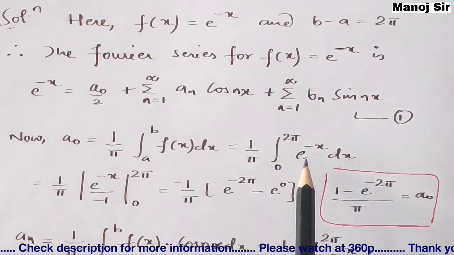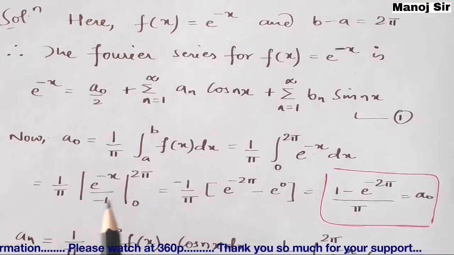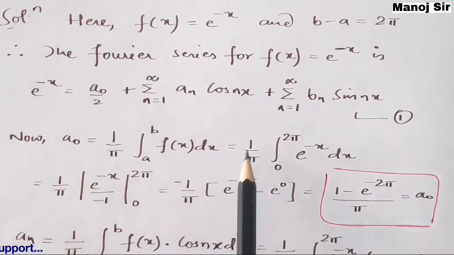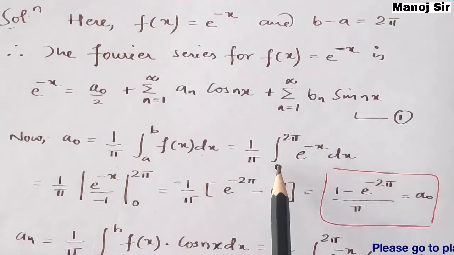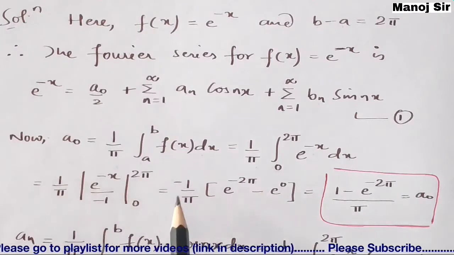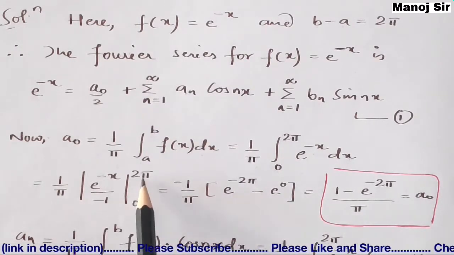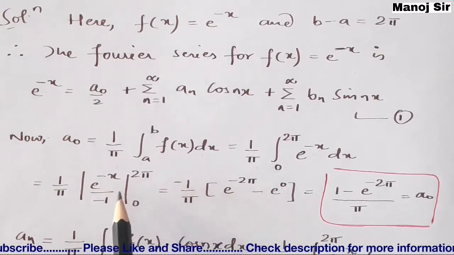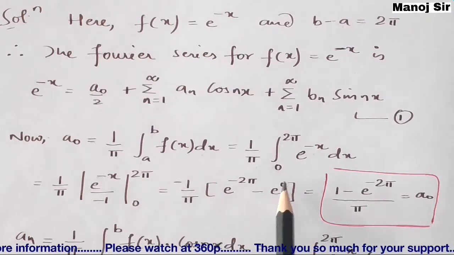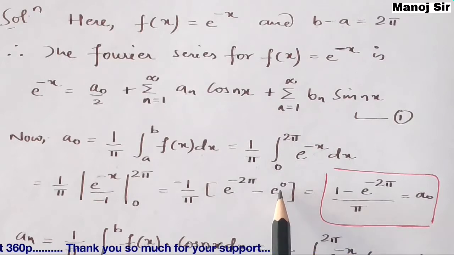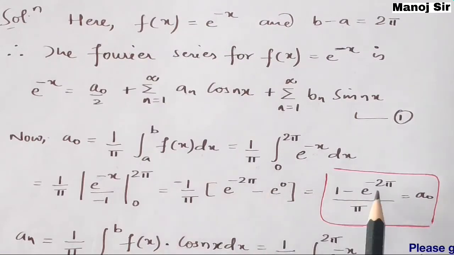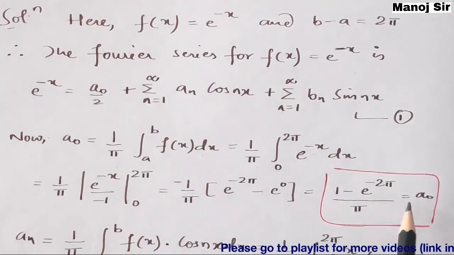Now we need to integrate e to the power minus x. The integration of e to the power minus x with respect to x gives e to the power minus x upon minus 1. This 1 upon pi is as it is, and put the limit from 0 to 2 pi. Taking this negative out, that is minus 1 upon pi. If you put the upper limit, this is e to the power minus 2 pi, minus the lower limit, that is e to the power 0. Now e to the power 0 becomes 1, and if you take this negative sign inside, this is going to be 1 minus e to the power minus 2 pi, upon pi. So this is the value for a naught.